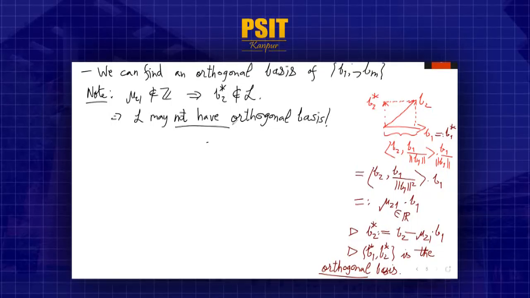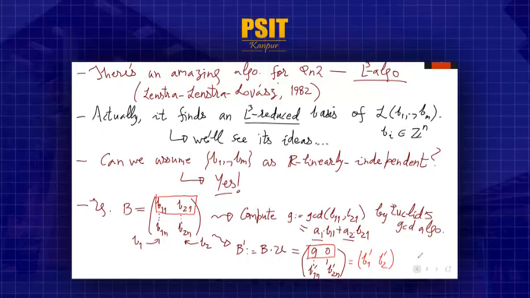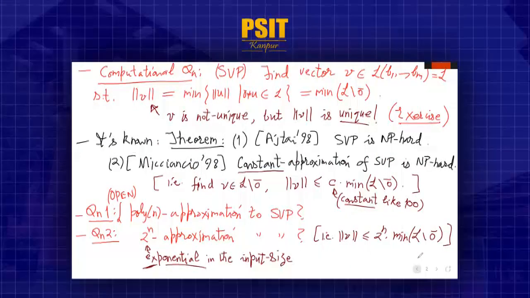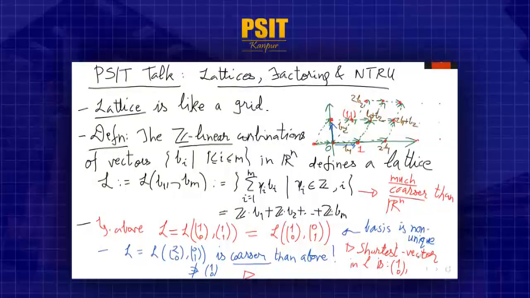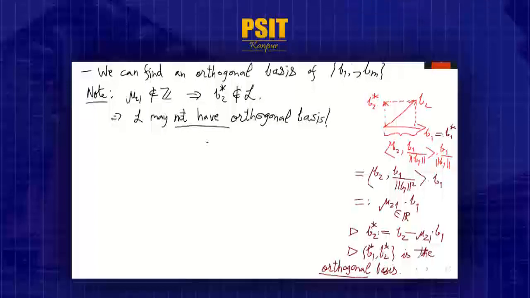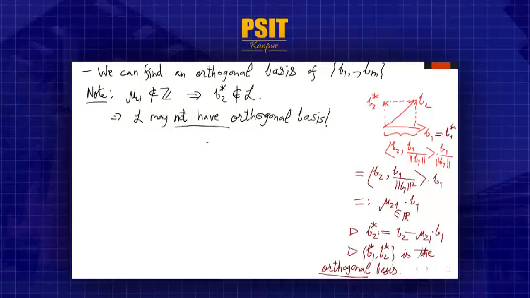So in the first example I gave you on slide 1, here actually we were able to find an orthogonal basis B1 star, B2 star. And so B1 became the shortest vector. So it was a very nice situation. In general, that will not happen. Finding a shortest vector becomes harder.